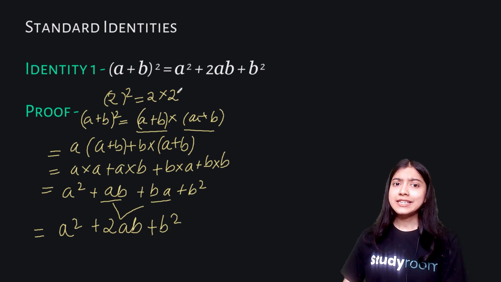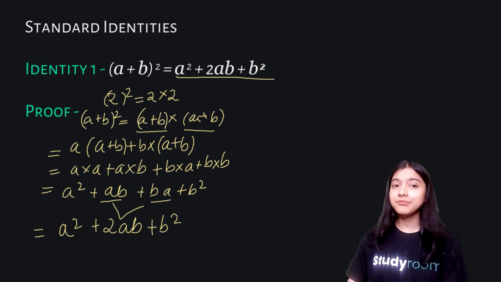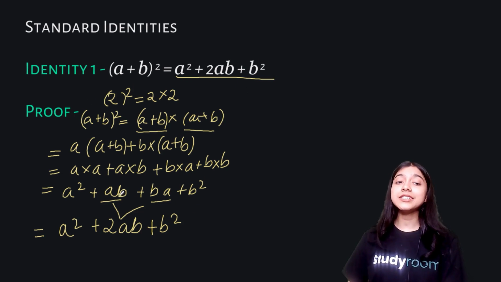Wait, isn't it the same as this one? So now you'll believe me that (a plus b) whole square ultimately gives us a square plus twice ab plus b square. So here we took the LHS and we made it equal to the RHS. I hope it's clear now.